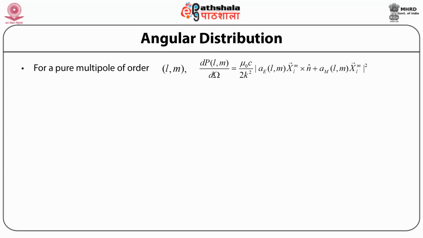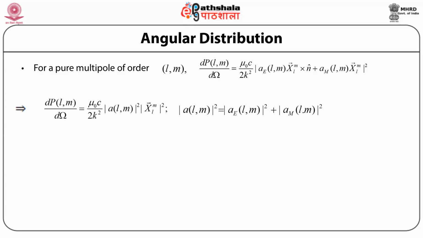For a pure multipole of order (L,m), we have dP(L,m)/dΩ = (μ₀c/2k²) |A_e(L,m) X(L,m) × n̂ + A_m(L,m) X(L,m)|², which implies that dP(L,m)/dΩ = (μ₀c/2k²) |A(L,m)|² |X(L,m)|².